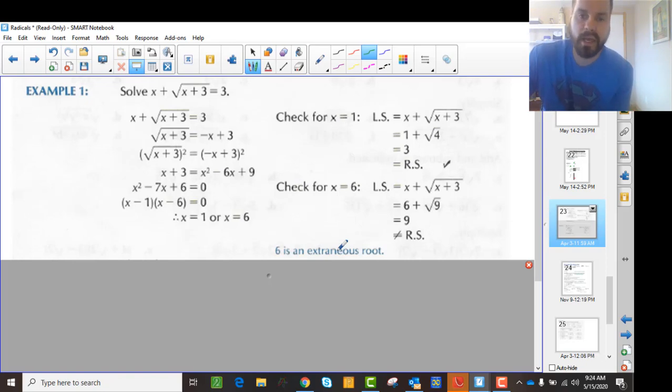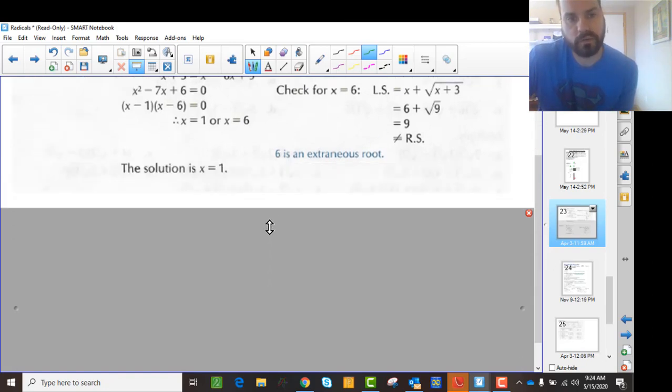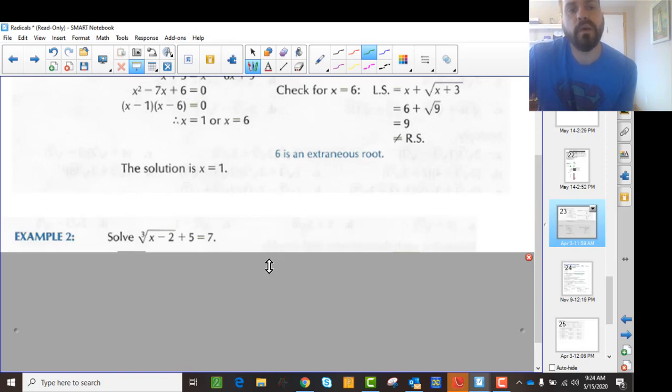It doesn't happen all the time, but it does happen enough that you need to check all the time. So it's a pretty simple procedure in terms of solving, but it is important that you check your answer to make sure that anything that you have is actually an answer and is not an extraneous root.